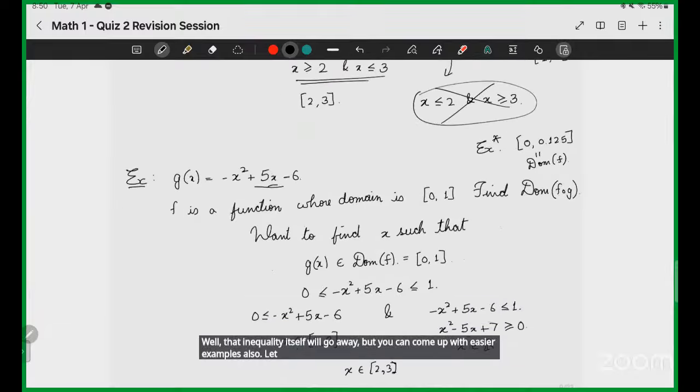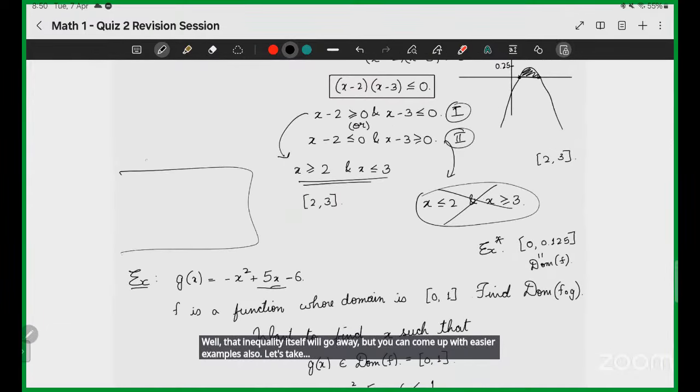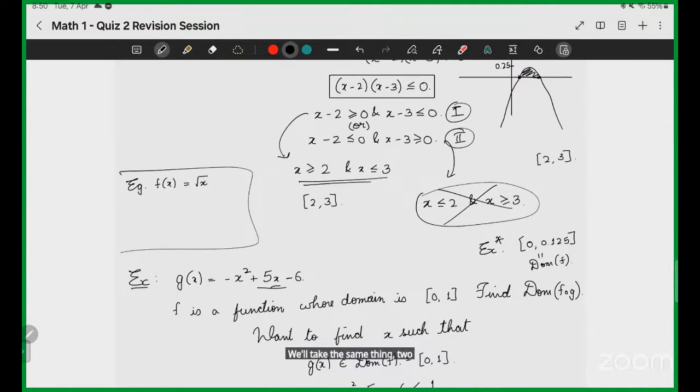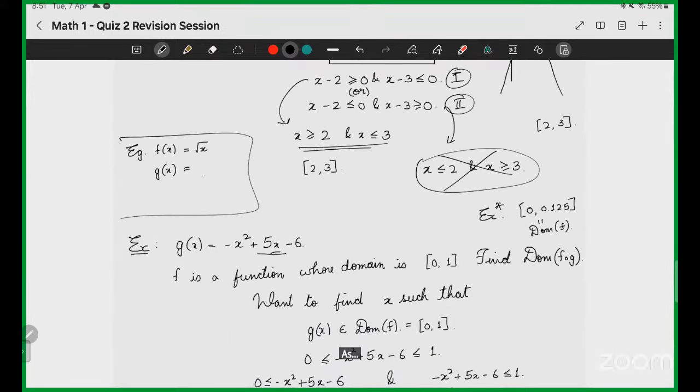Let me write it inside some box. We'll take the same thing, root x as earlier, and g of x as minus of root x, you can take. Wait, just 1 moment. I want minus x squared. Something like this. This is trivially going to be negative. g of x will always be negative, right?